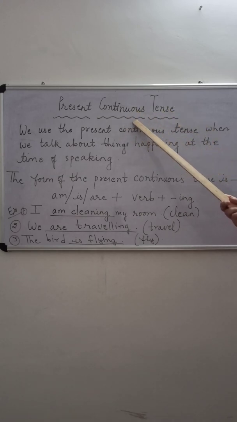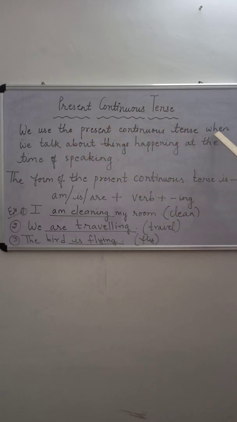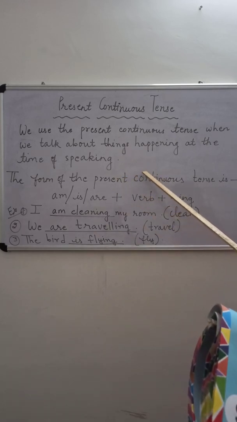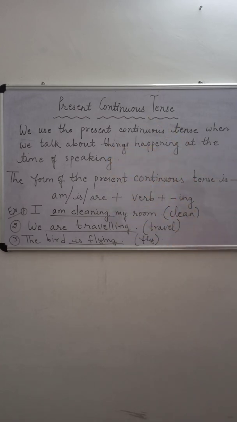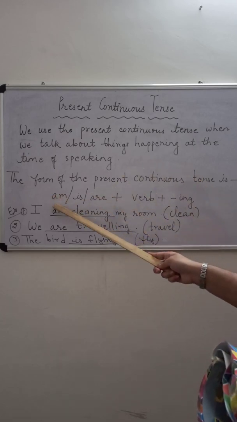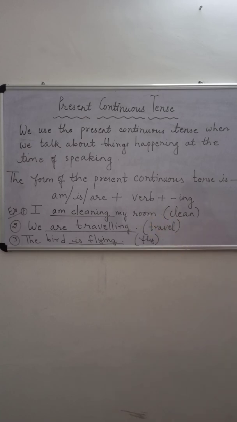When do we use present continuous tense? We use the present continuous tense when we talk about things happening at the time of speaking. So a verb in the present continuous tense tells us of an action that is continuing at the time of speaking or writing. Now what is the form of the present continuous tense? The form is am or is or are plus the ing form of the verb.